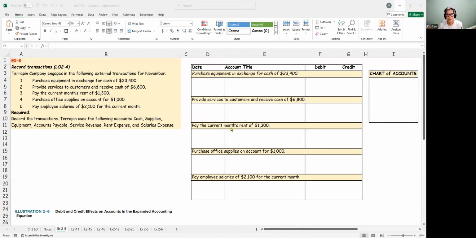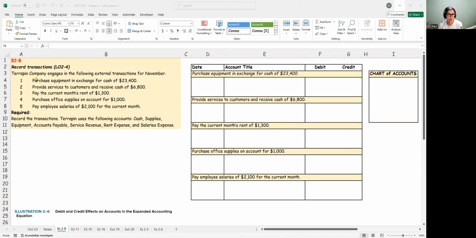Good afternoon. Let's take a look at exercise 2-8 and see how we record the transactions in the book of original entry, which is called the General Journal. And this is the General Journal that you see here on my screen. Now, before I proceed to do the journal entries, let's go over a few things over here.